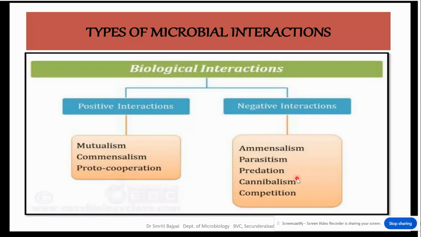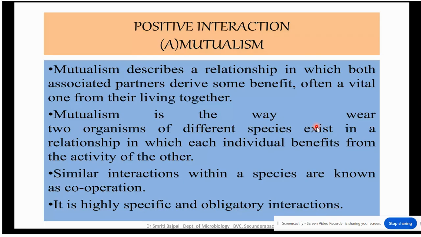On the basis of the positive and the negative outcome, some examples of the positive interactions are mutualism, commensalism, and protocooperation. Coming to the negative interactions: amensalism, parasitism, predation, cannibalism, and competition. All these types of interactions come under the negative interactions. So let's start with the positive interaction.